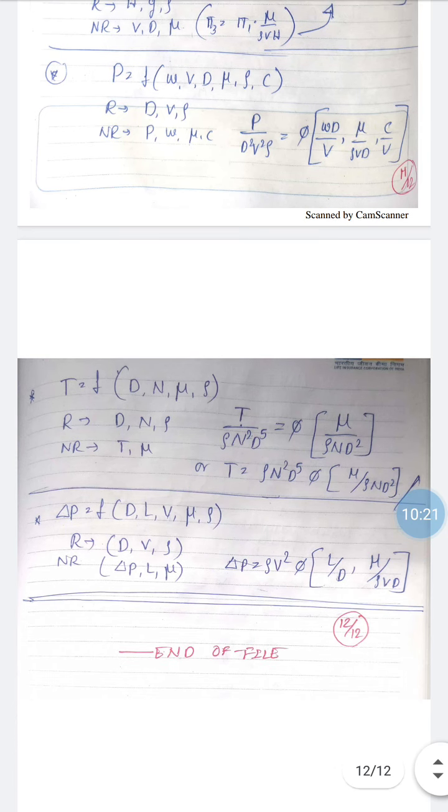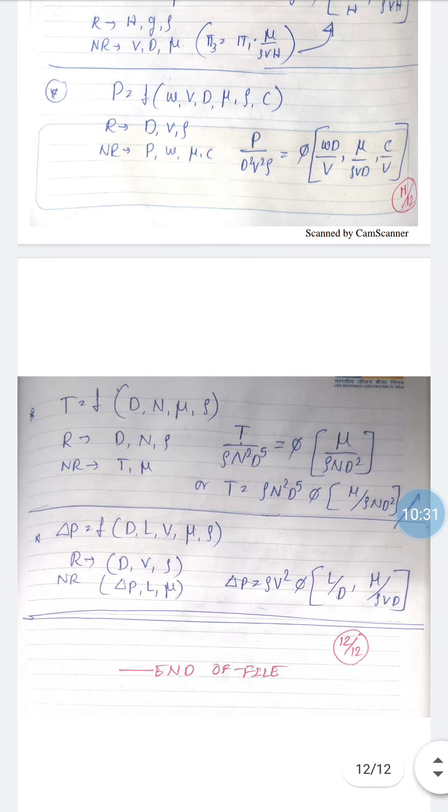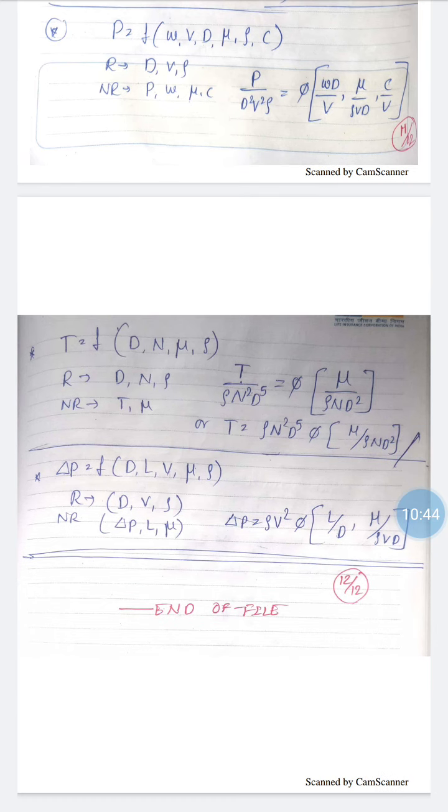So you will get pi 1 as T by rho n square d raised to 5, pi 2 as mu by rho n d square. So when you have only 2 pi terms, a function of pi 1, pi 2 equal to 0, or pi 1 is a function of pi 2. So T by rho n square d raised to 5 is a function of mu by rho n d square, or T is equal to rho n square d raised to 5 into a function of mu by rho n d square. This is another problem. And the last one, the pressure gradient is a function of d, l, v, mu, rho. I think this is already solved with all the detailed steps.